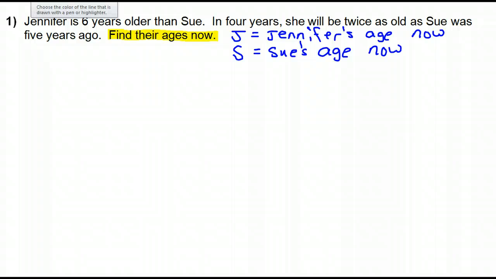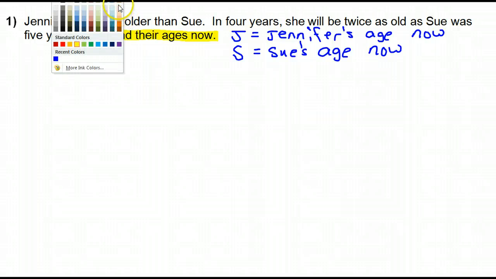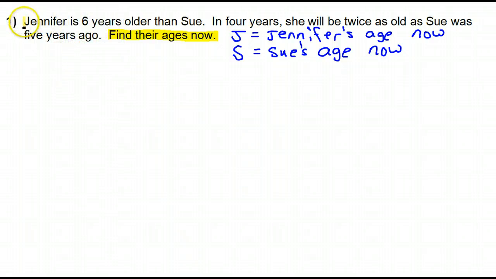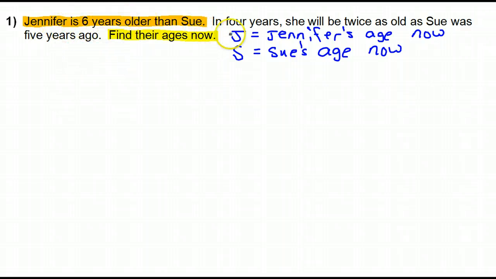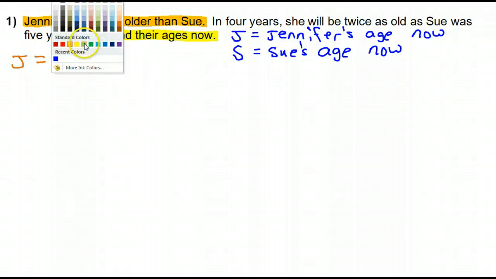Now, if we're going to have a system of equations, that means we need to come up with a couple of equations. So let's just go one sentence at a time. Jennifer is 6 years older than Sue. Let's make an equation out of that sentence. Okay, so here we go. Jennifer is 6 years older than Sue, so that means J equals S plus 6. Jennifer is 6 years older than Sue. Okay, so that's our first equation. Now we need to make one more equation.